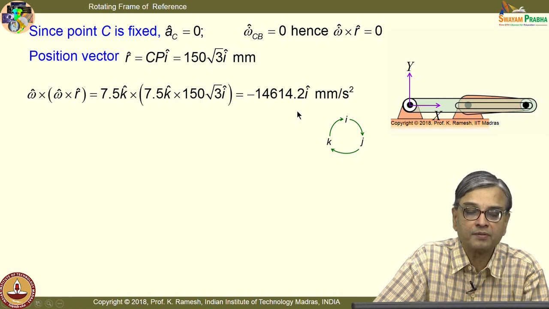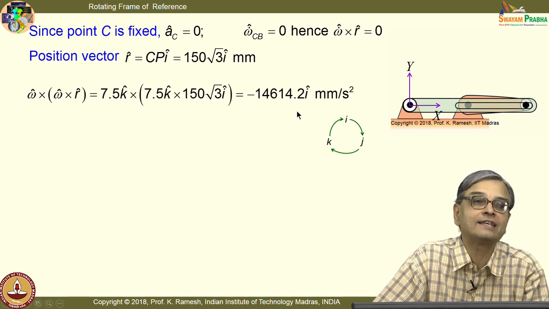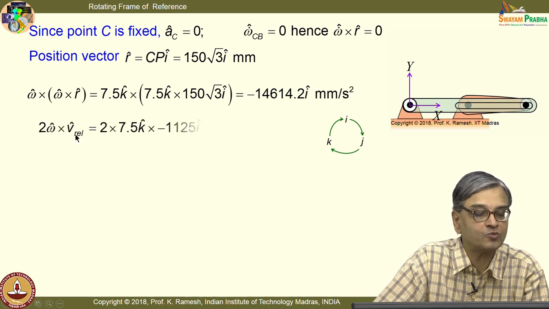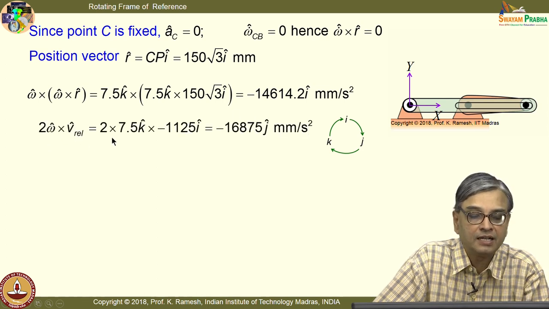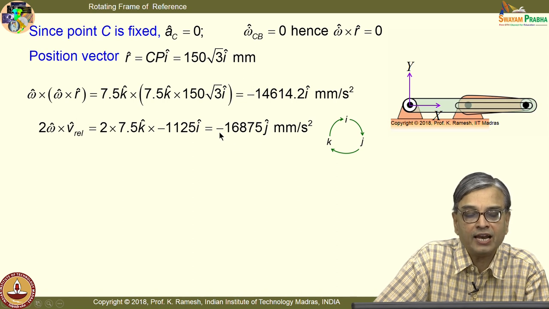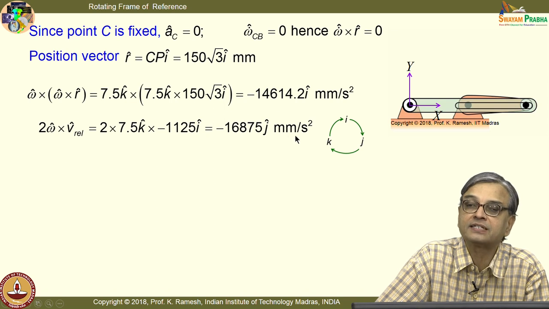Now, we will also look at the term involving Coriolis acceleration. I have 2 omega cross v del, and I have this as k cross i, so I get this as j. I get the value as -16875 j millimeter per second square.